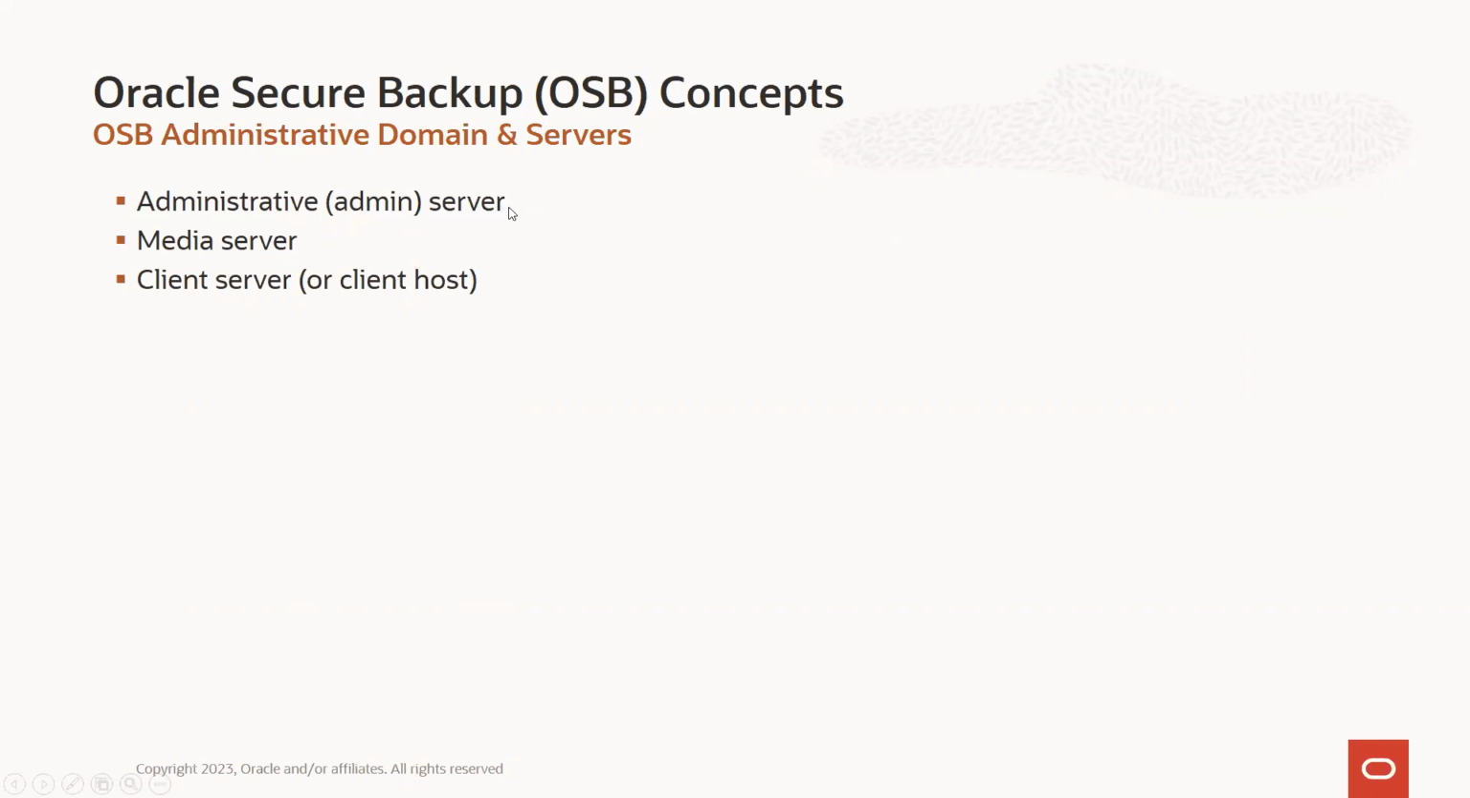The admin server hosts the OSB catalog metadata. The media server is where the library that has the tape drives is attached. The client server is the client host to be backed up. A server can act as the admin server and media server at the same time, but there is one and only one admin server in the OSB admin domain.